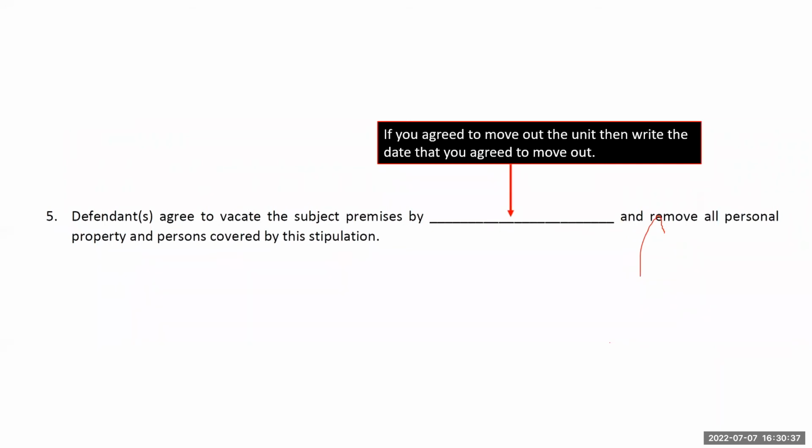Okay. And number 5, if you agree to move out, this is where you will be writing the last date that you agreed to be there, right? So if you agree to be there December 31st as your last day, then that's the date you're going to write here, right? And you also agree to remove anybody else that's living there at the unit.